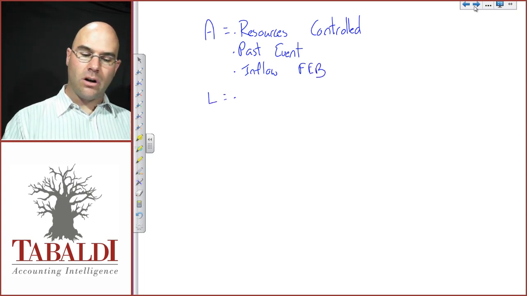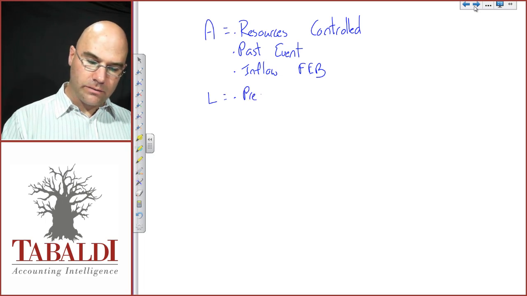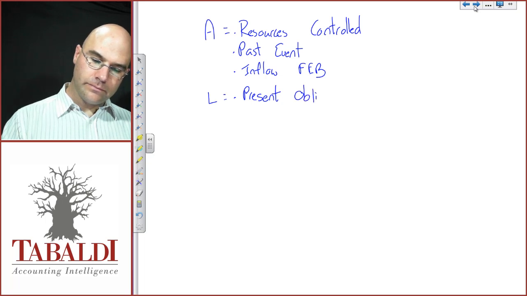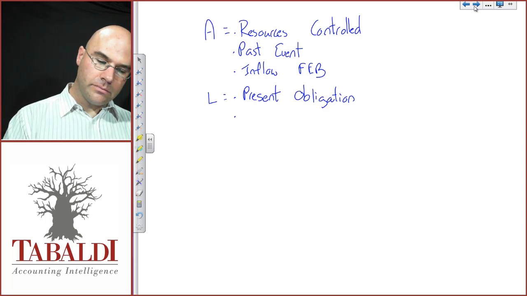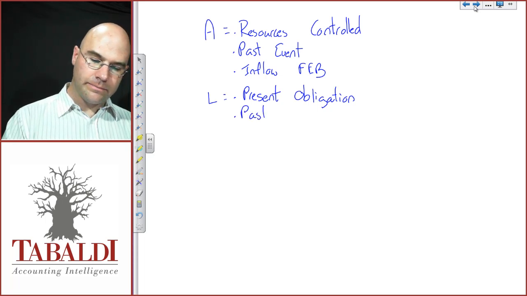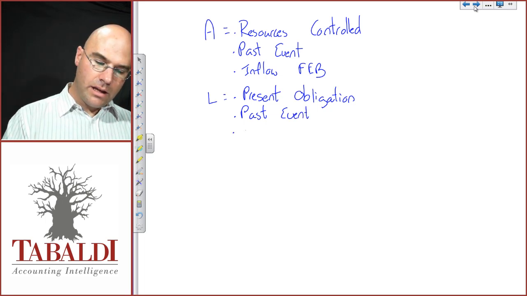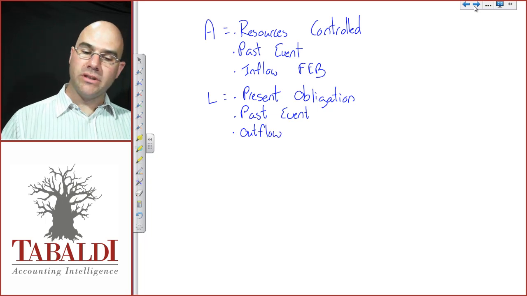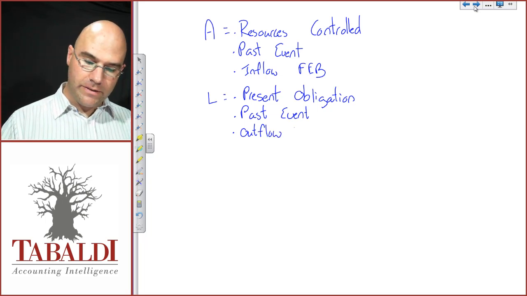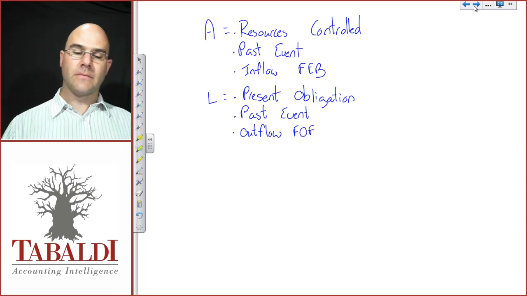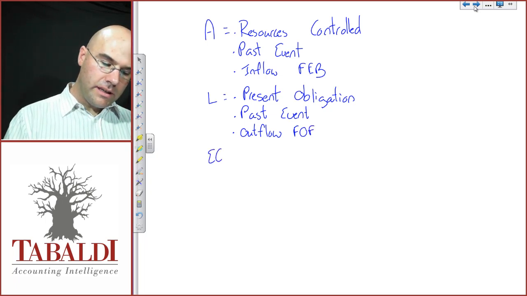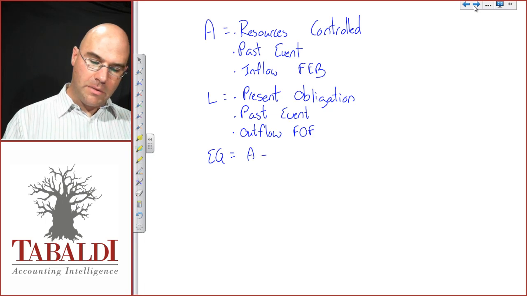Liabilities are a present obligation, resulting from a past event, and from which there will be an outflow of resources embodying economic benefits. Let's just write FOF for that. Okay. Equity is equal to assets minus liabilities.